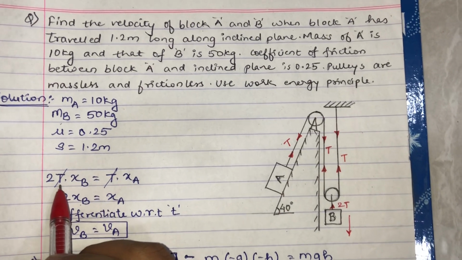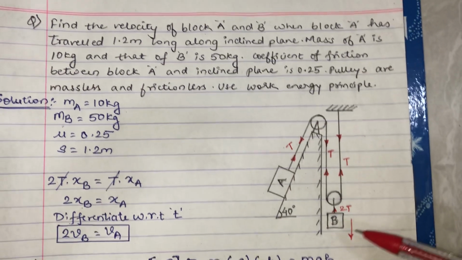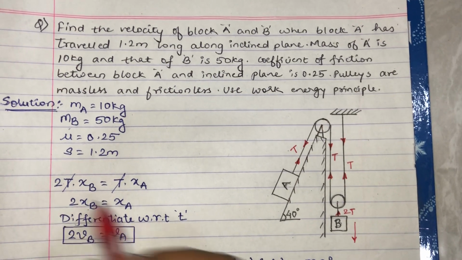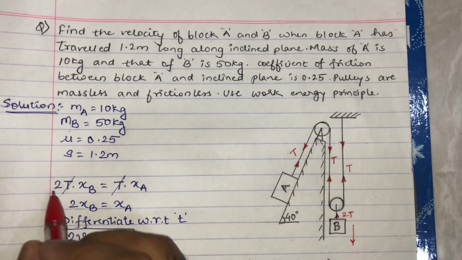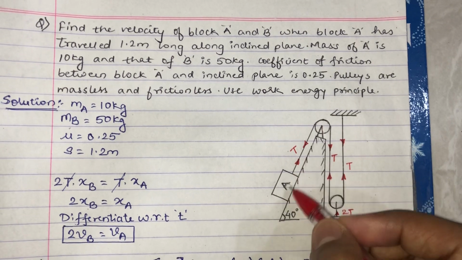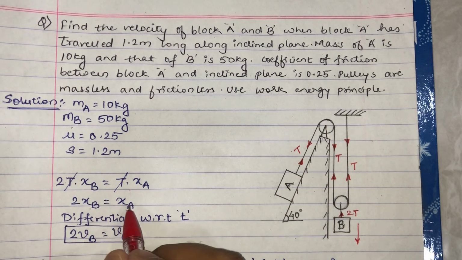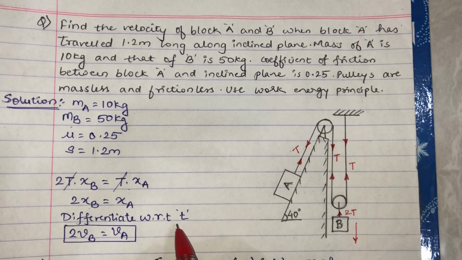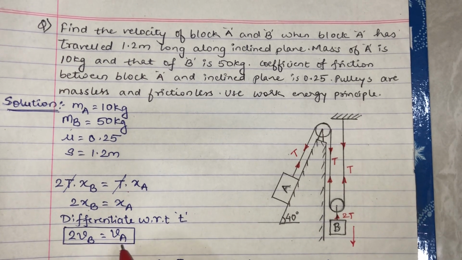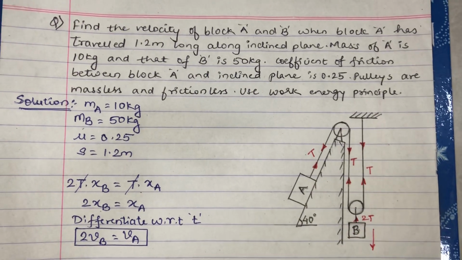Now work done is force into displacement. So the force here is T and the displacement is XA, while block B is moving some displacement XB. Why is 2 coming here? The force there is 2T, and that's why 2T into XB equals T into XA. TT got cancelled. It becomes 2 times XB equals XA. We'll differentiate with respect to time. It gives me the relation: 2 times velocity of B equals velocity of A. I hope you got this relation.